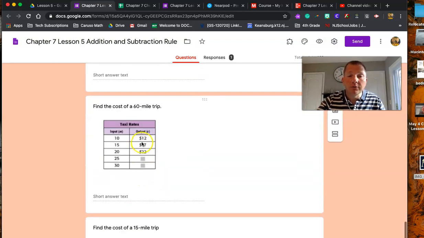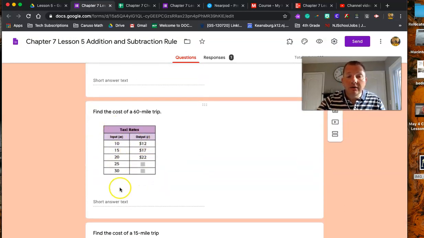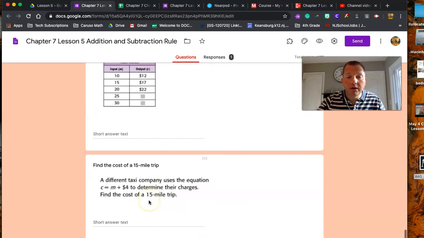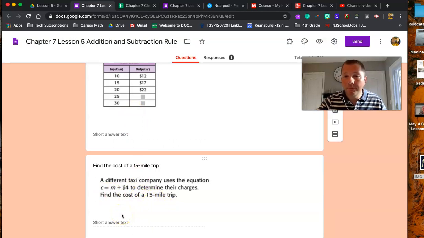Same thing for this one, but we're skipping all the way down to here, pretend like we're adding 60, and you have to tell me what that output would be. And then this last one, we're changing the equation totally, and you're going to tell me, with the same equation, how far would we be going for a 15-mile trip? All right, so that's the Google form for today.